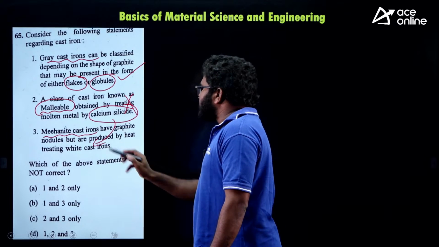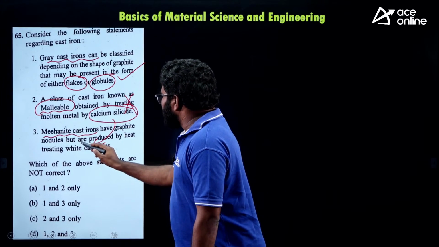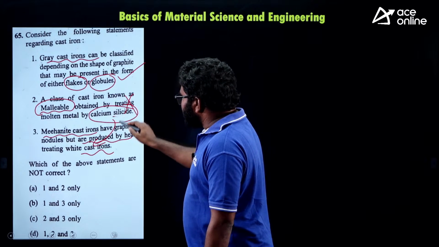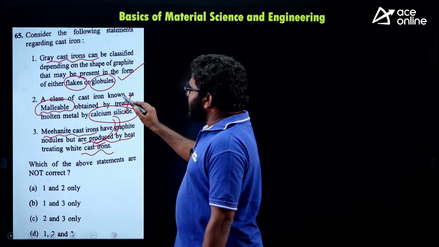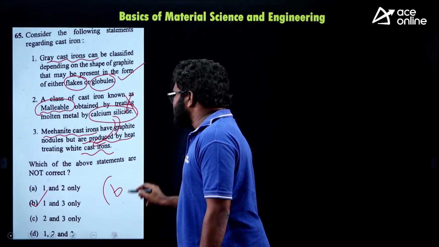So this word should be here actually, but it is given reverse, right? So it is produced by heat treatment with the white cast iron, right, by adding this calcium silicides. So second is absolutely wrong. So 1 and 3 is the correct answer. So B is the correct answer.